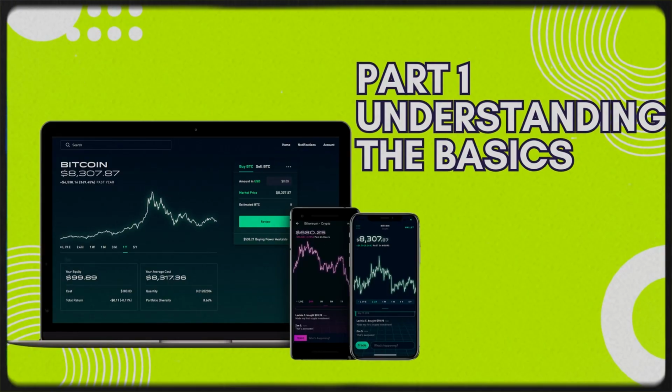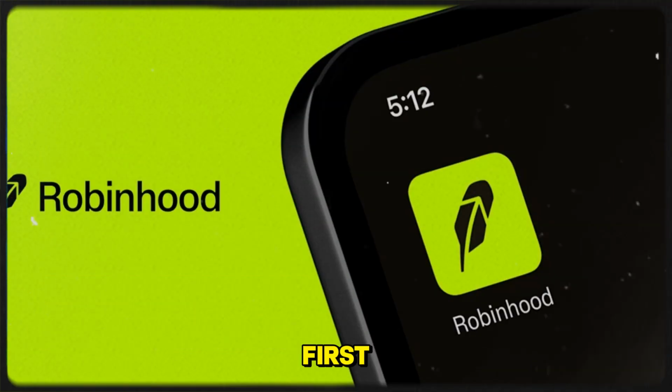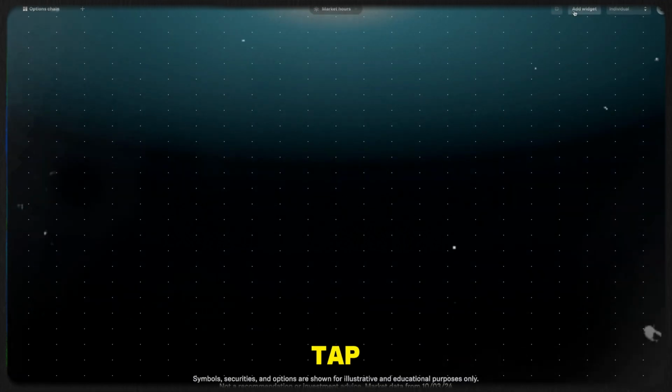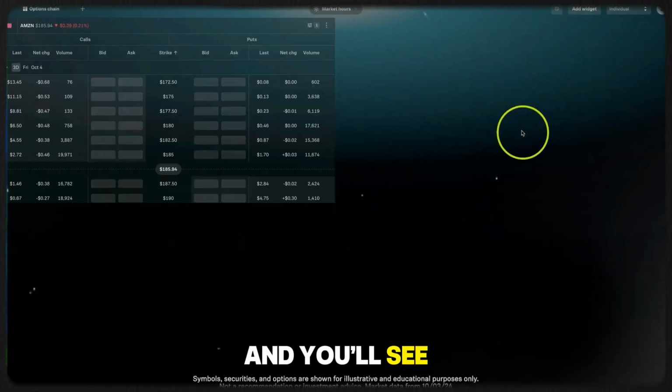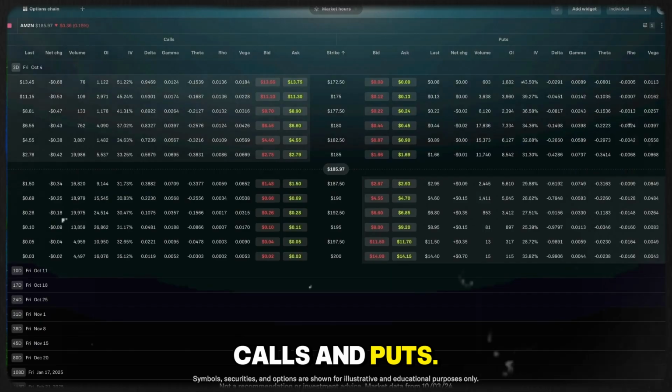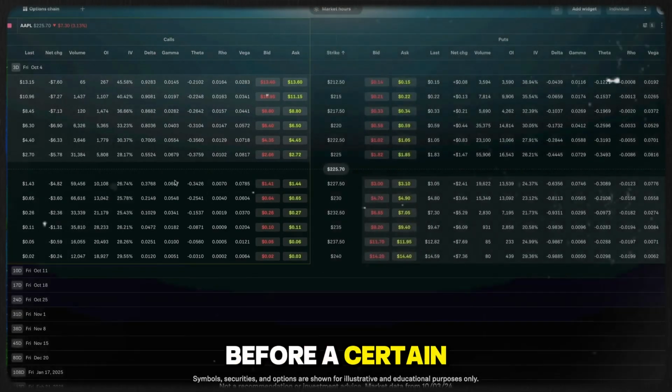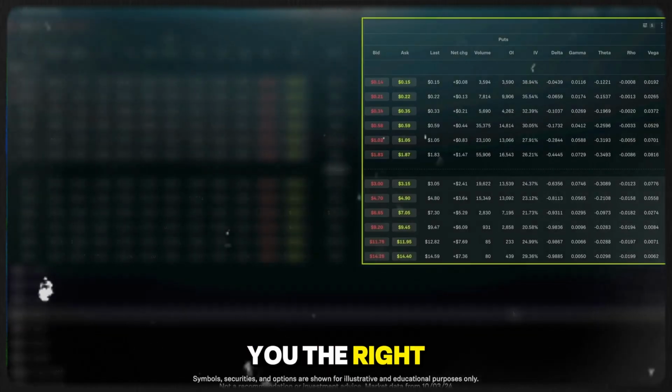Part 1. Understanding the basics. First, open Robinhood and go to the stock you want to trade options on. Tap Trade Options, and you'll see two sections, calls and puts. Calls give you the right to buy a stock at a certain price before a certain date. Puts give you the right to sell.